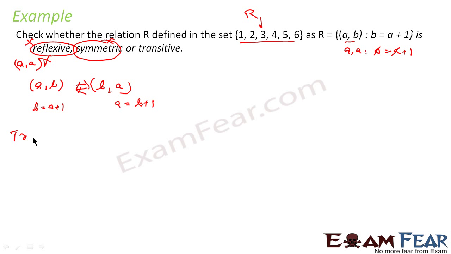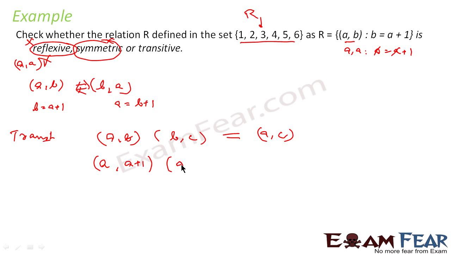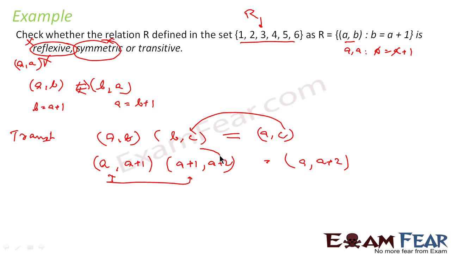Next comes transitive. See, for this to be transitive, I told that if A comma B is a member and B comma C is a member, this should imply that A comma C is also a member for all these values. Correct? So if A comma B is a member, A and B is nothing but A plus 1, A and A plus 1 is a member. Now we have to make B as this one only, so this is A plus 1. So C will become A plus 1 plus 1, correct? This will become A plus 2. These two are members. So if these two are members, this is transitive only if A and A plus 2 is a member, because C is A plus 2 here.